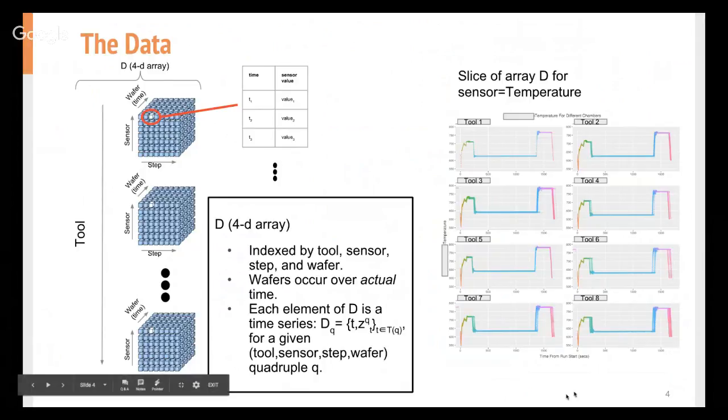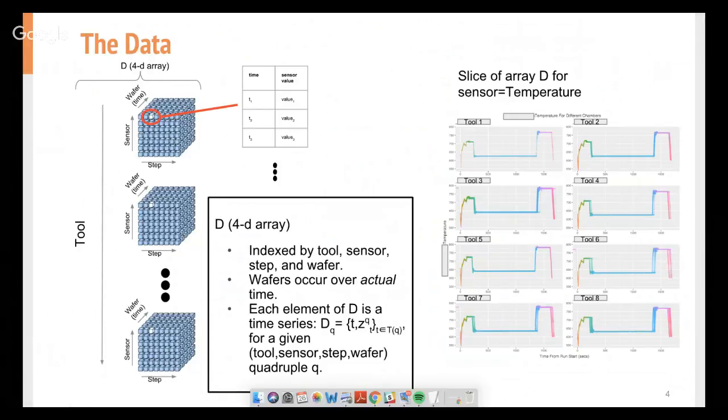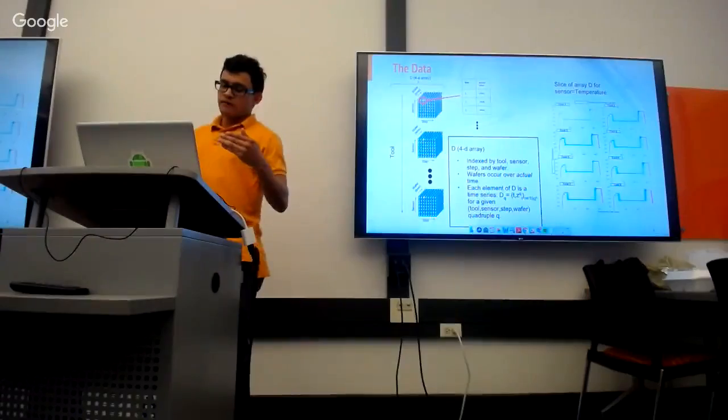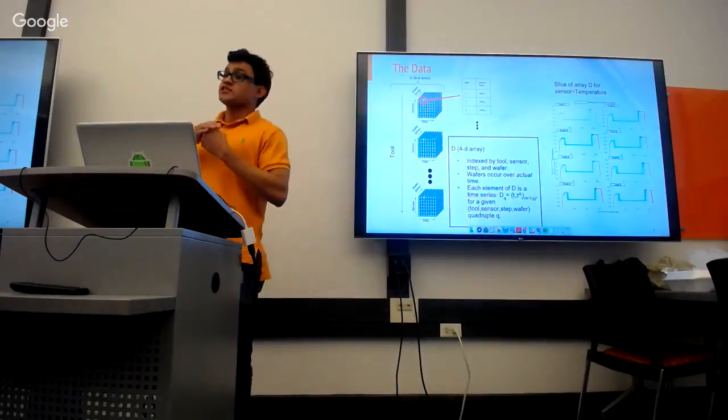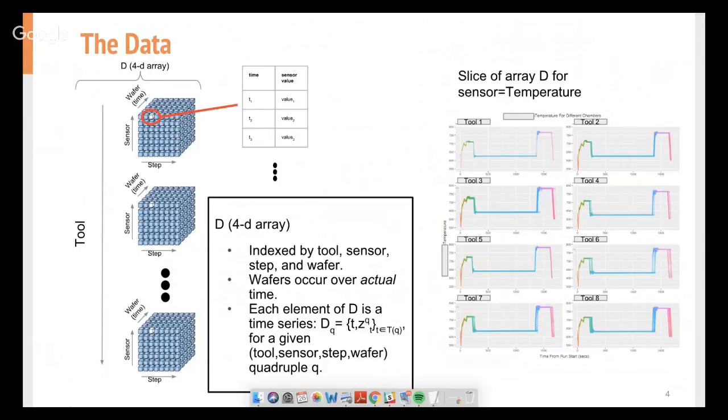So now we have a lot of data that was collected during this process inside an actual semiconductor manufacturing plant, and I'm thinking about the data as a 4-dimensional array. One of the dimensions gives the tool that a wafer is manufactured in. Another dimension is the sensor, because you have various sensors being collected within that tool. And then you have another dimension being the step, because as the wafer goes through the tool, a recipe is performed, and that recipe proceeds via a sequence of steps.